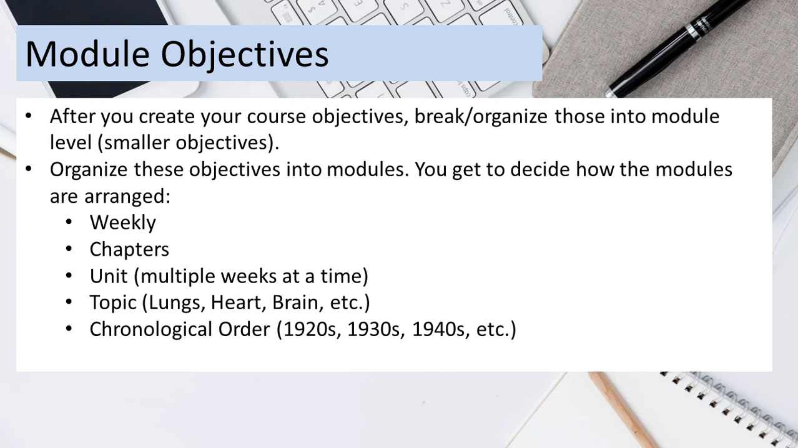So once you create your course objectives, you want to break those into module level objectives. Those are going to be smaller objectives that are easily measured and easily met in a week, 2 weeks, however you're going to lay out your modules. Then you're going to organize these objectives into modules. You as the teacher get to decide how you want your modules arranged. This is how you're chunking your content.